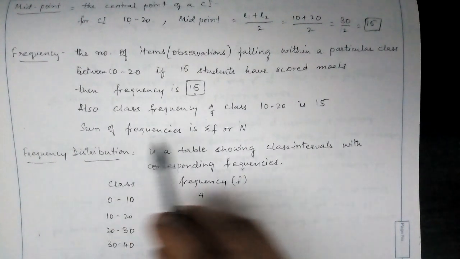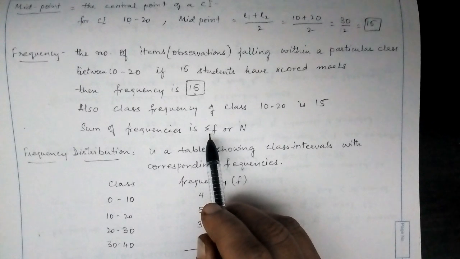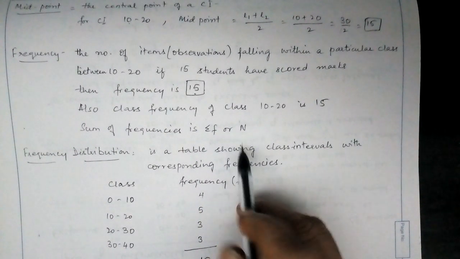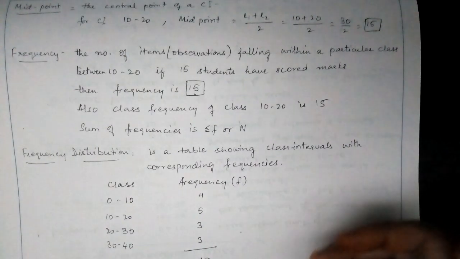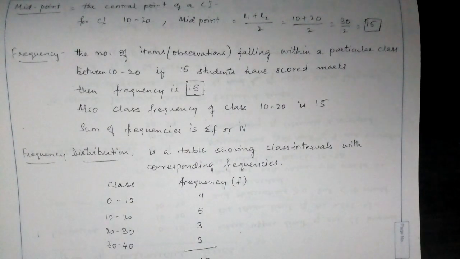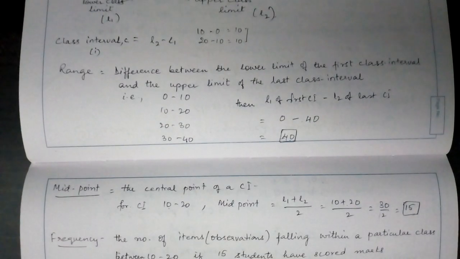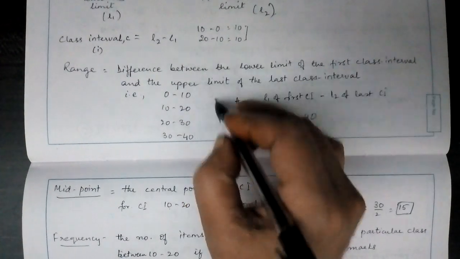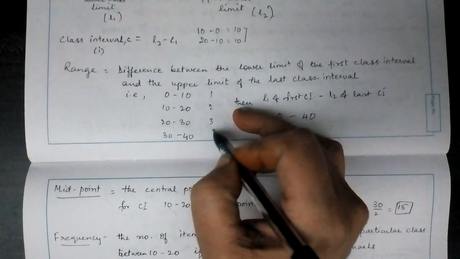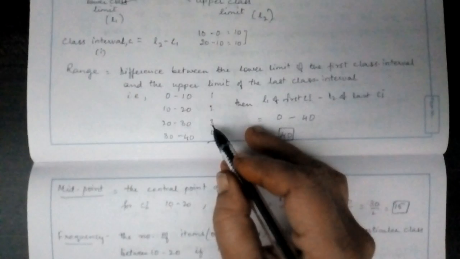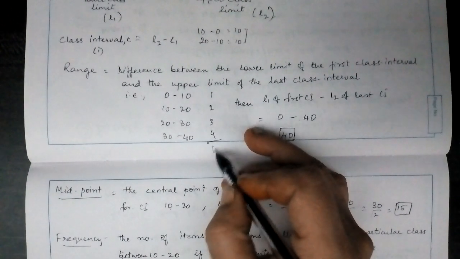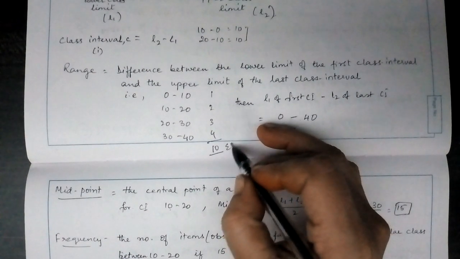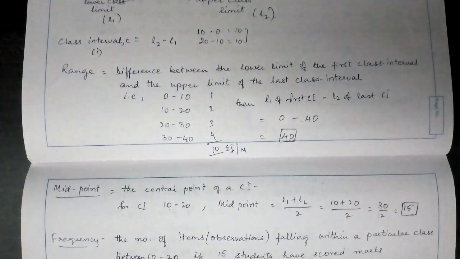The sum of the frequencies will be given by sigma f or capital N. Let us say we take a previous example: from 0 to 10, 10 to 20, you have some numbers 1, 2, 3 and 4. You add them up, 4, 5, 6, 7, 8, 9 and 10. So, this is the sum of the frequencies represented by sigma f or N.